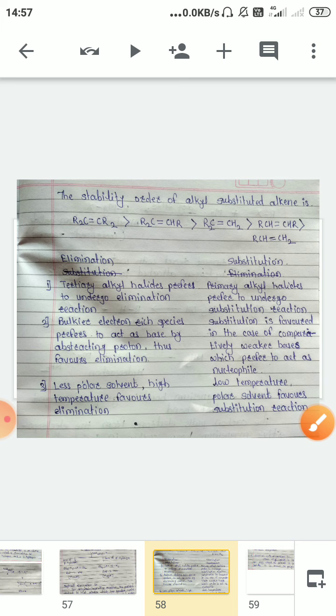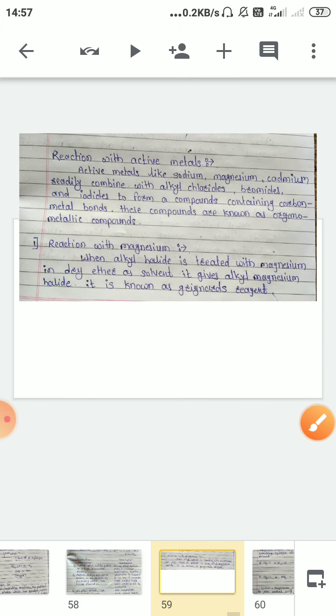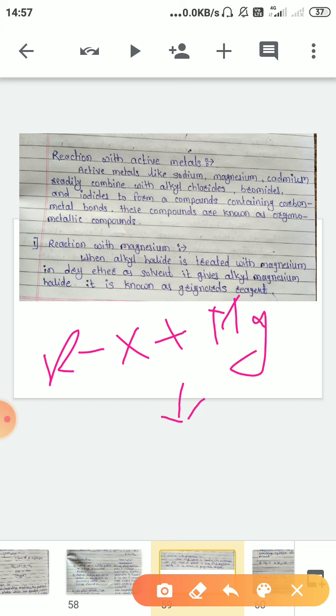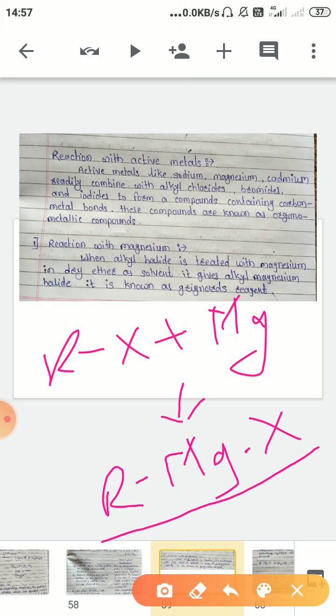We'll see the next reaction, reactions of alkyl halides with active metals. Last year we have seen Grignard's reagent. When alkyl halides react with magnesium metal, they form alkyl magnesium halides, RMgX, and these alkyl magnesium halides are called Grignard's reagent.